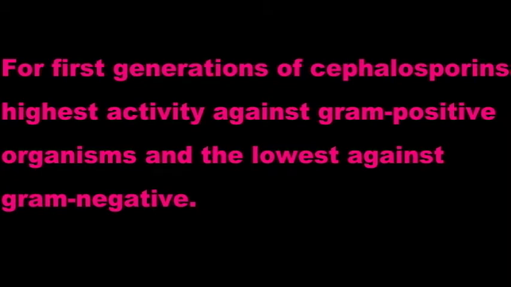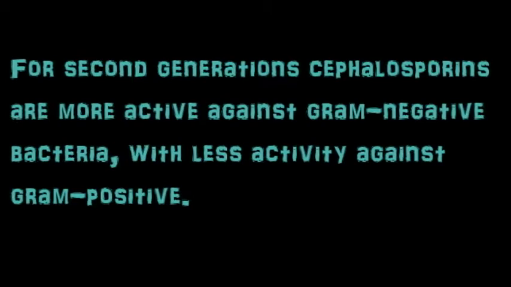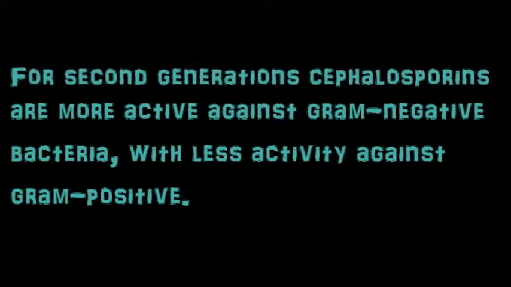Cephalosporins are traditionally divided into 5 generations, in which the generations differ from each other mostly in terms of antibacterial spectrum, with differences within a generation being mostly pharmacokinetic. The first generation of cephalosporin has the highest activity against gram-positive organisms and the lowest against gram-negative. The second generation cephalosporins are more active against gram-negative bacteria, with less activity against gram-positive.